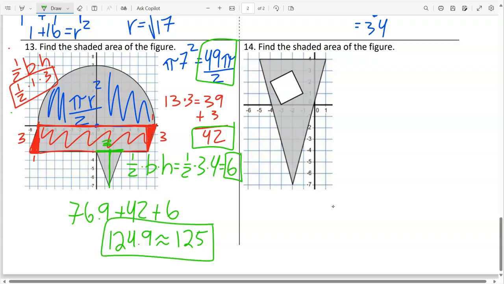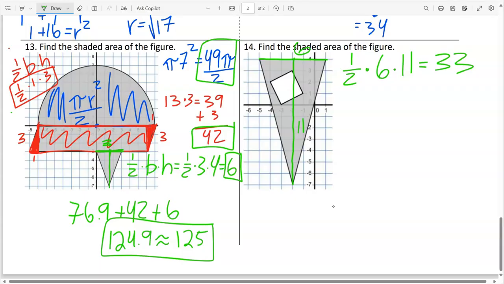Okay, go to this last one a little bit faster, run out of time here. So we're going to find the area of the shaded area, we're going to find the big area, and then subtract our square. 1, 2, 3, 4, 5, 6 times 1, 2, 3, 4, 5, 6, 7, 8, 9, 10, 11. So this equals 6 times 11, 66, times 1/2 is 33.